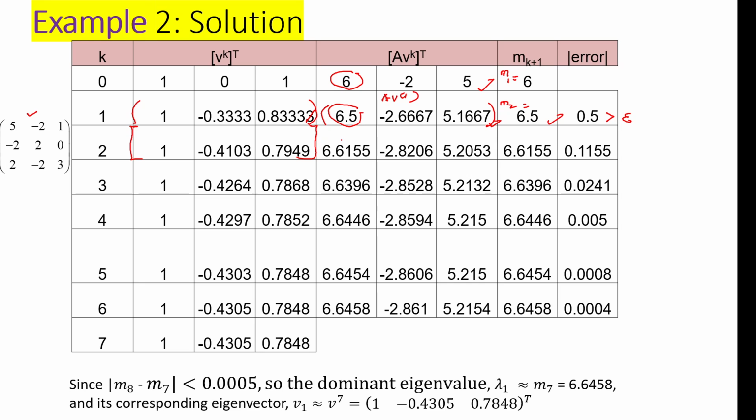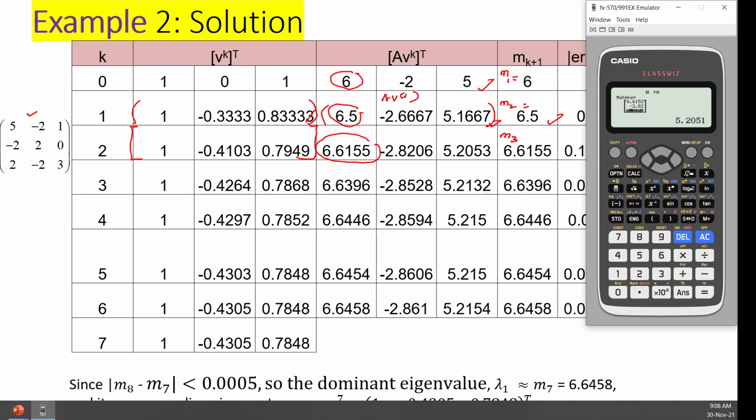Once you get AV number 2, find the maximum in magnitude, which is 6.6155. So this is M3. M3 deduct M2, the absolute error is 0.1155, still greater than epsilon. So proceed to find V3. V3 is your max answer divided by 6.6155. The process is repeated, and make sure you focus, otherwise you will easily make mistakes.